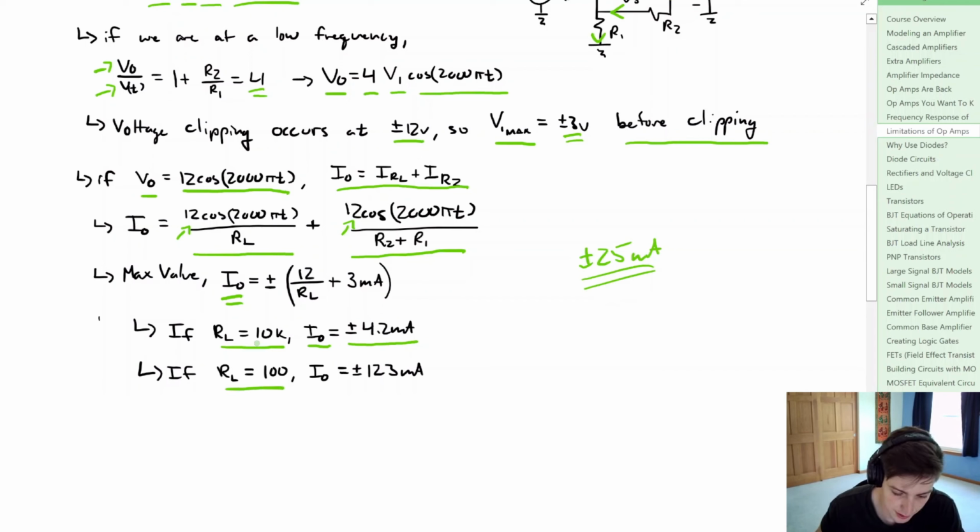But if the load resistor is equal to 100 ohms, then that output current can be plus or minus 123 milliamps, and that's going to be much greater than what we can actually sink or source.